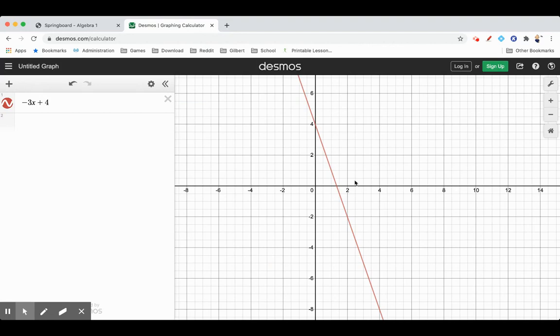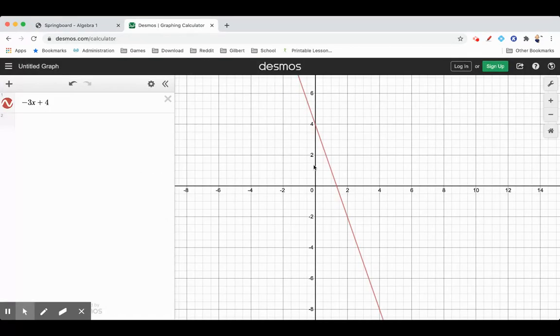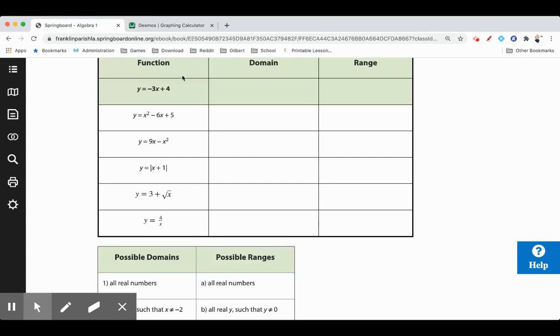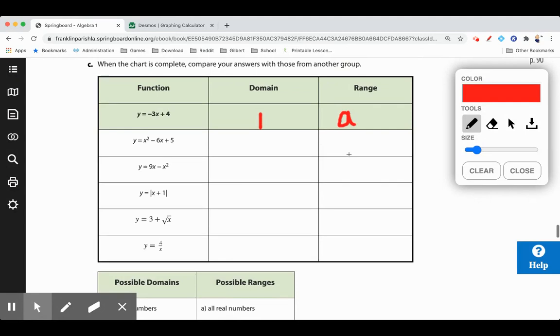It goes left forever, it goes right forever, so all real numbers would be the domain, 1. I put a 1 right here. And in the range, it goes up forever, it goes down forever. All real numbers would be my range. 1a is how I would do this problem. 1a, like that.